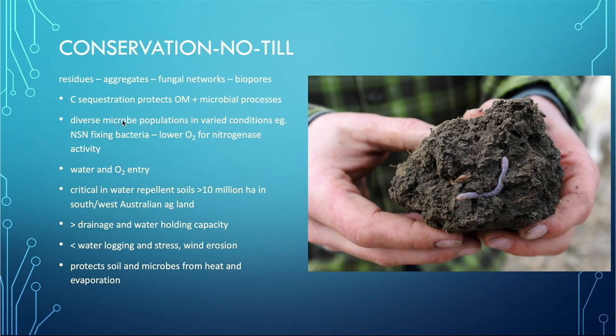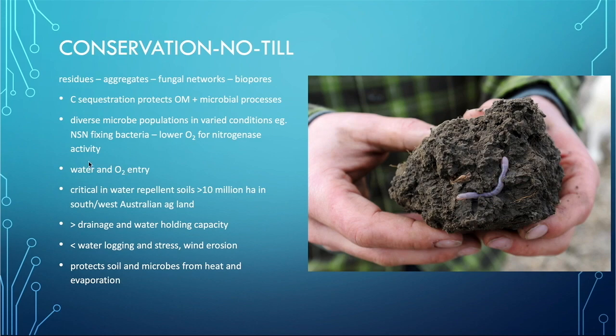And diverse microbial populations in varied conditions, for example, non-symbiotic nitrogen-fixing bacteria. So these guys actually require reduced oxygen pressure in the soil for their enzyme to actually fix nitrogen. So when we have the various microbe populations, they need different habitats in that. So if we disrupt and homogenize the soil by tilling the soil, of course, none of this can happen. So we're reducing the very beautiful systems, the ecosystem services of particular microbes that cannot function. So we need to conserve them.